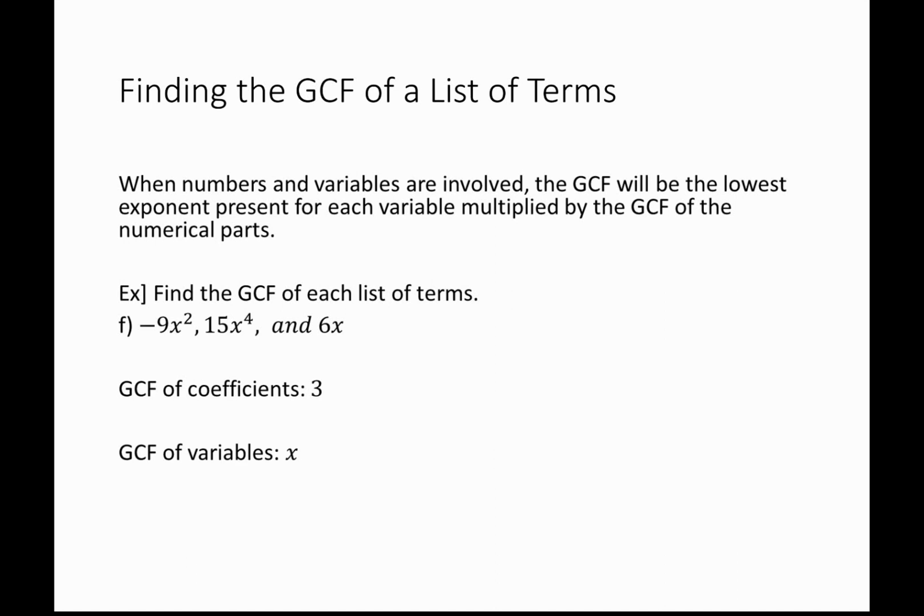Okay, now the GCF, therefore, of the variables would be the x, because that is the lowest exponent that you see among all of the variable parts of these terms. Okay, so slap them together, and the collective GCF of these 3 terms is the numerical GCF of the coefficients and the GCF of the variables multiplied together.